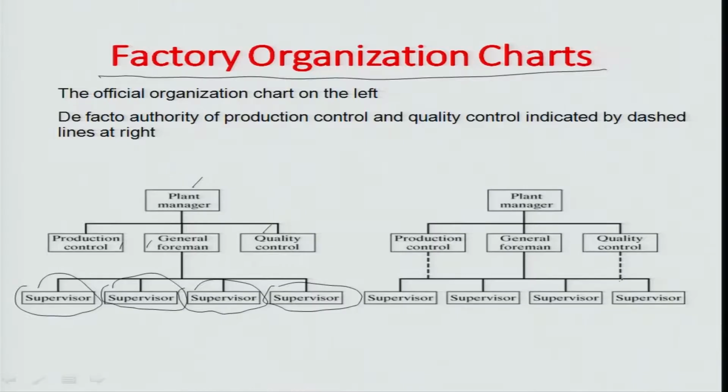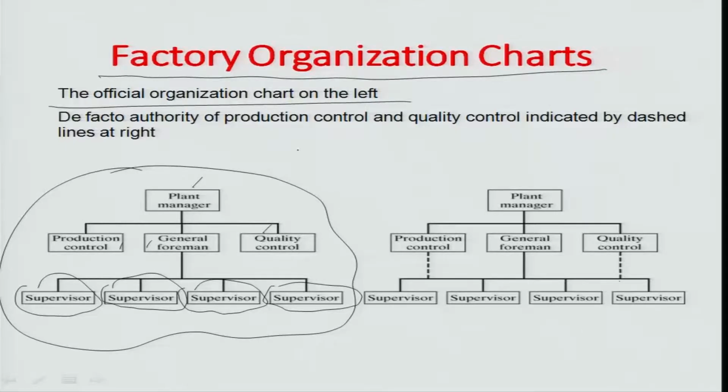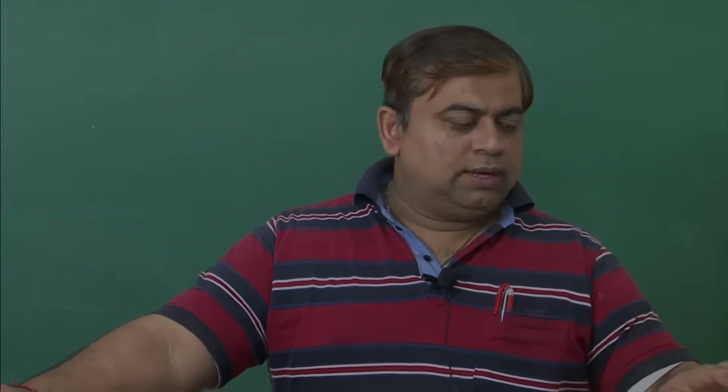So, the official organization chart is really what this is on the left, although the de facto authority of production control and quality control always rests with the plant manager. Therefore there has to be information, through these dotted lines, directly transferred at times from the supervisory level all the way to the plant manager, so that the plant manager can take a decision based on the quality control function, the production control function, and also the actual production business which is happening. So it can be a decision in unity that is being taken.